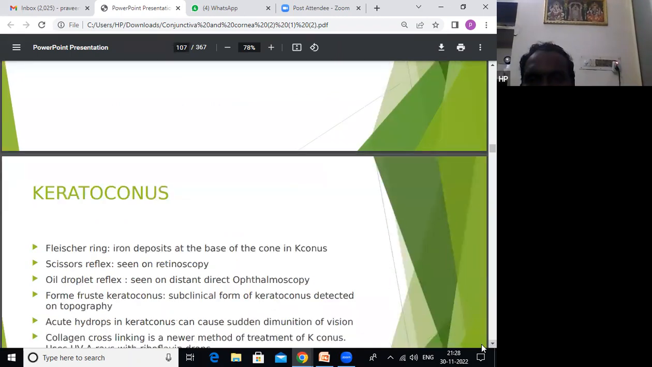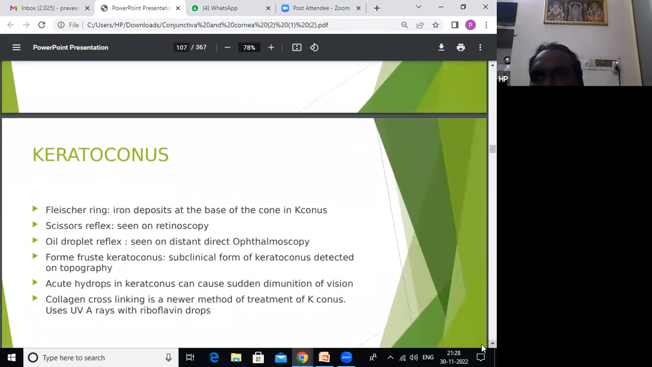Yes. So this slide is again very, very important. I've already told you what is Fleischer's ring. Fleischer's ring is iron deposit at the base of the cone in keratoconus. On retinoscopy in keratoconus, what can you see? You can see a scissors reflex. On distant direct ophthalmoscopy in keratoconus, you see what is called the oil droplet reflex.